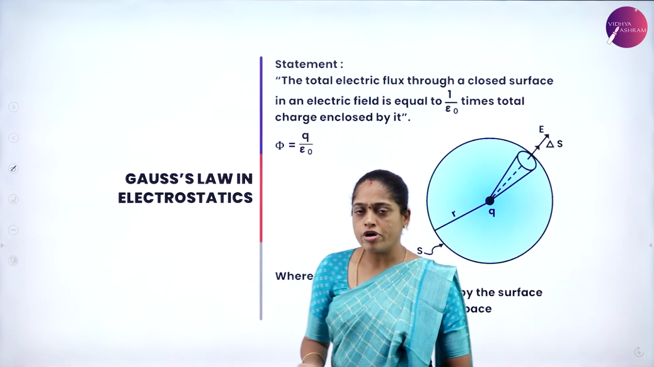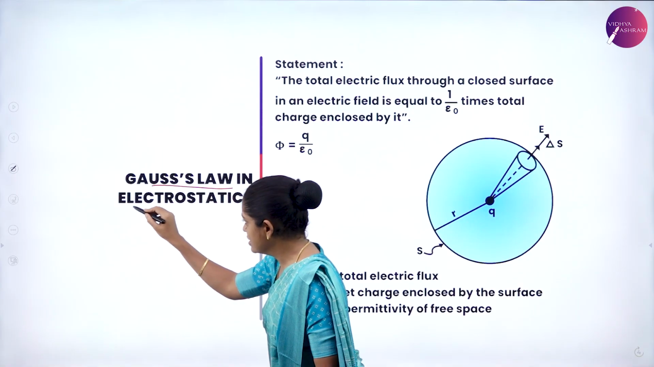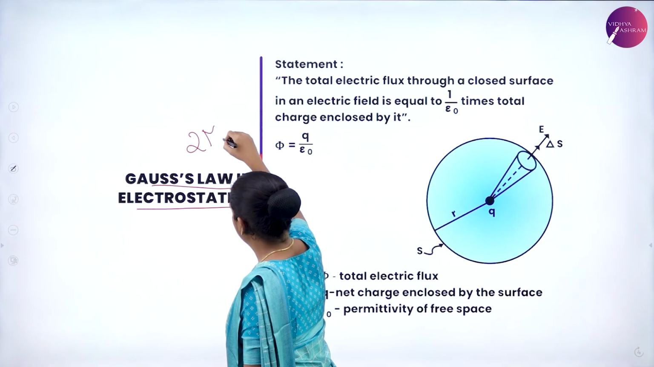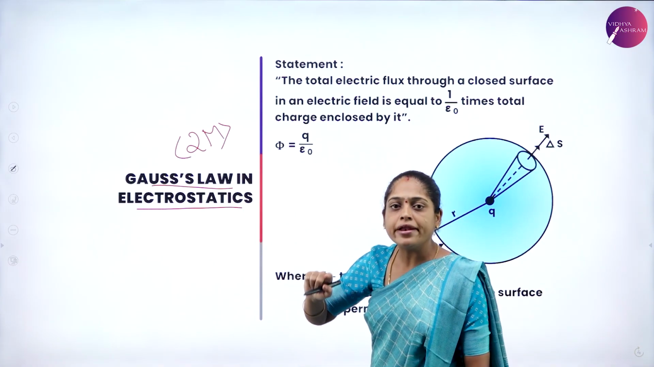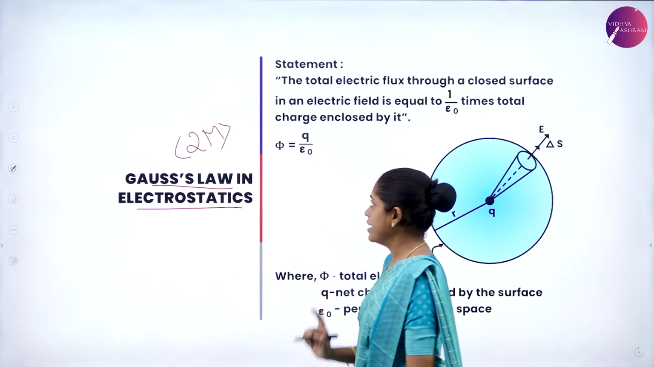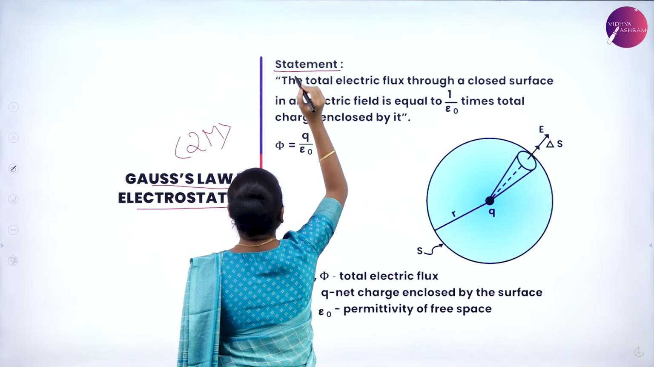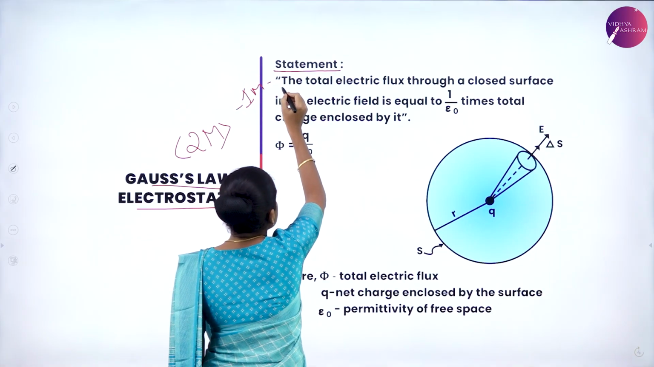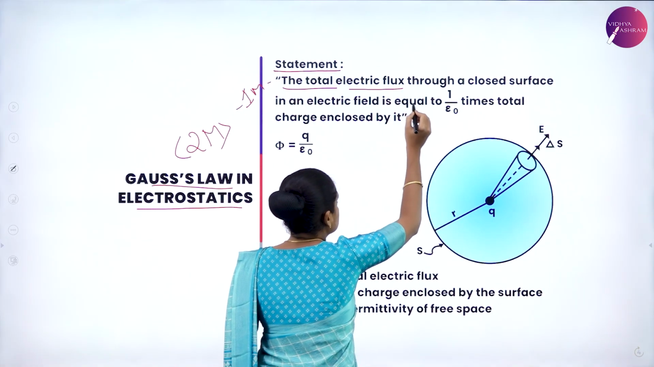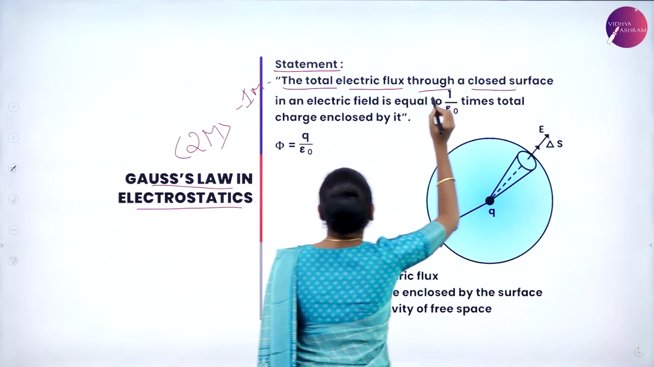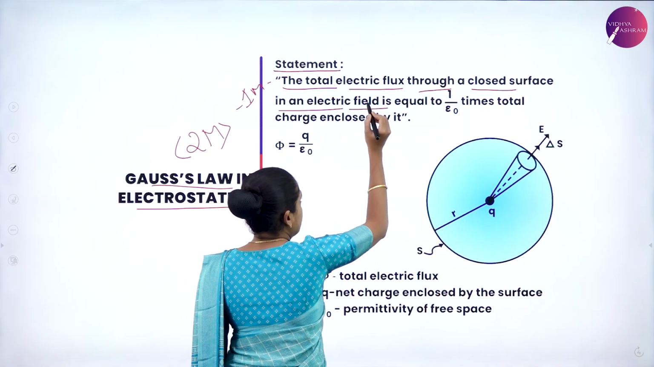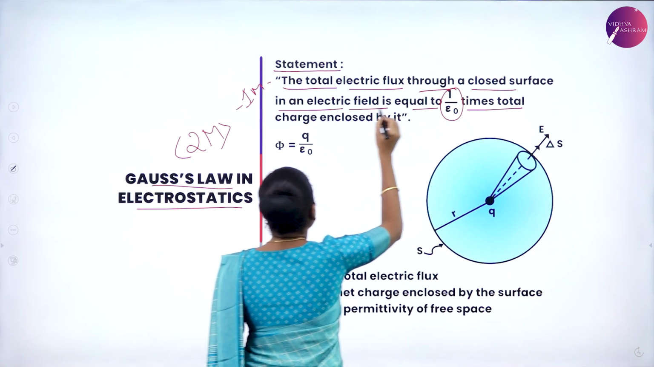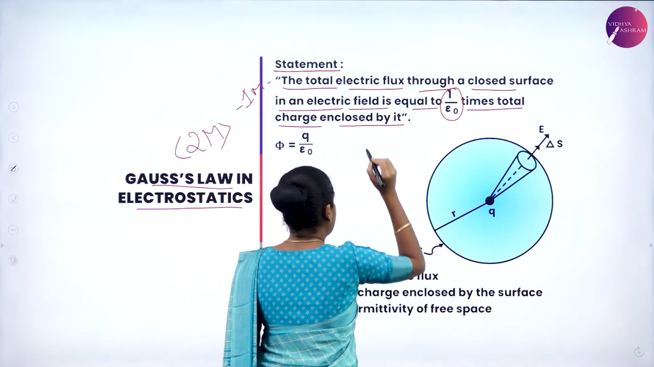The next very important law is Gauss law in this first chapter, which is very important, and for 2 marks, you'll have a question like state Gauss law in electrostatics. Then the statement of the Gauss law carries 1 mark. The statement of the Gauss law is the total electric flux through a closed surface in an electric field is equal to 1 by epsilon naught times the total charge enclosed by it.